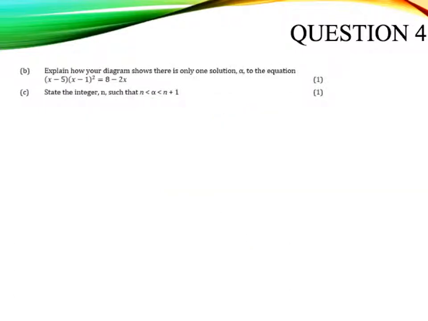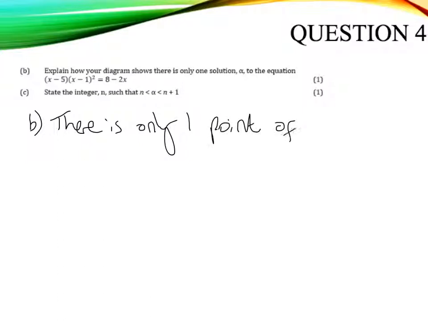Explain how your diagram shows there's only one solution, alpha, to the equation. Okay, well, for part B, there is only one point of intersection between both curves.